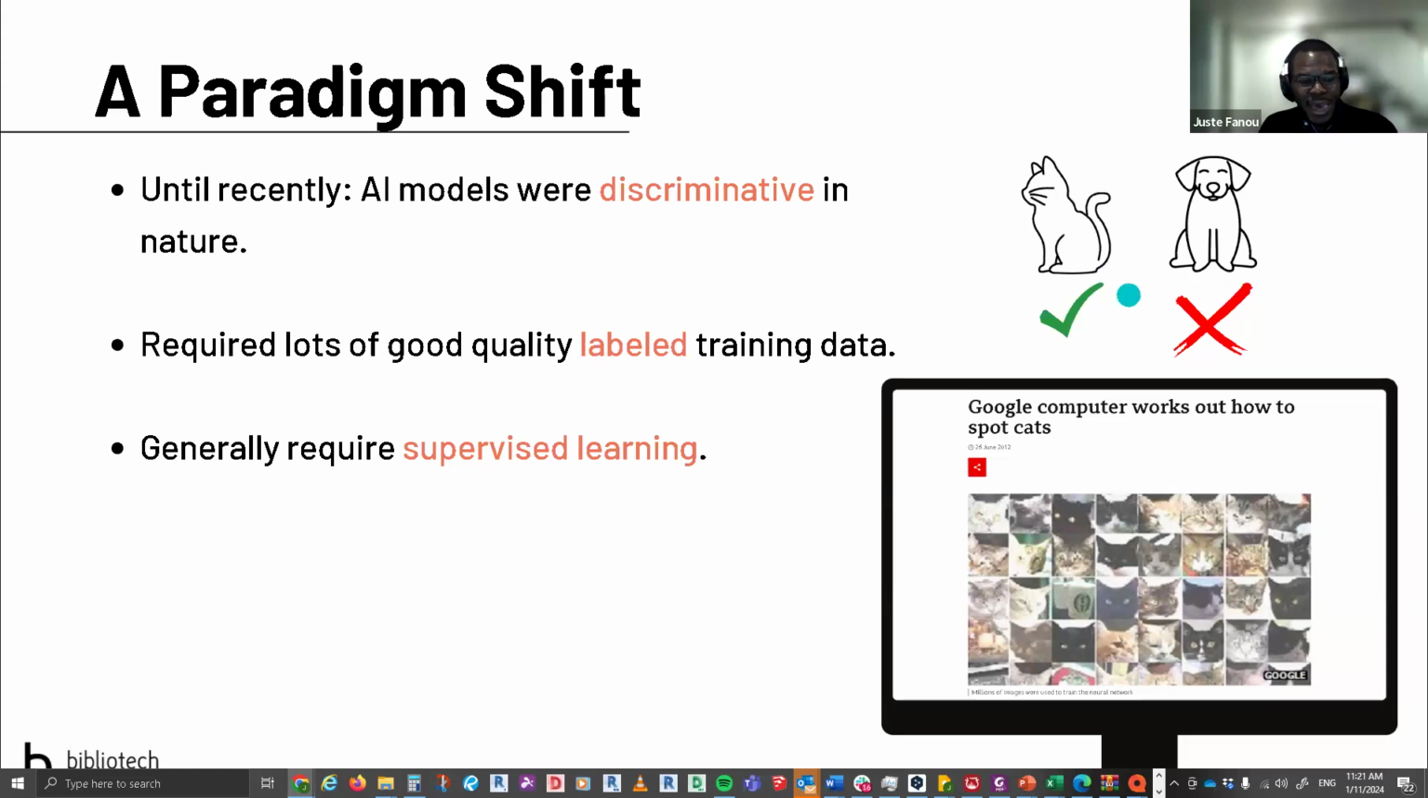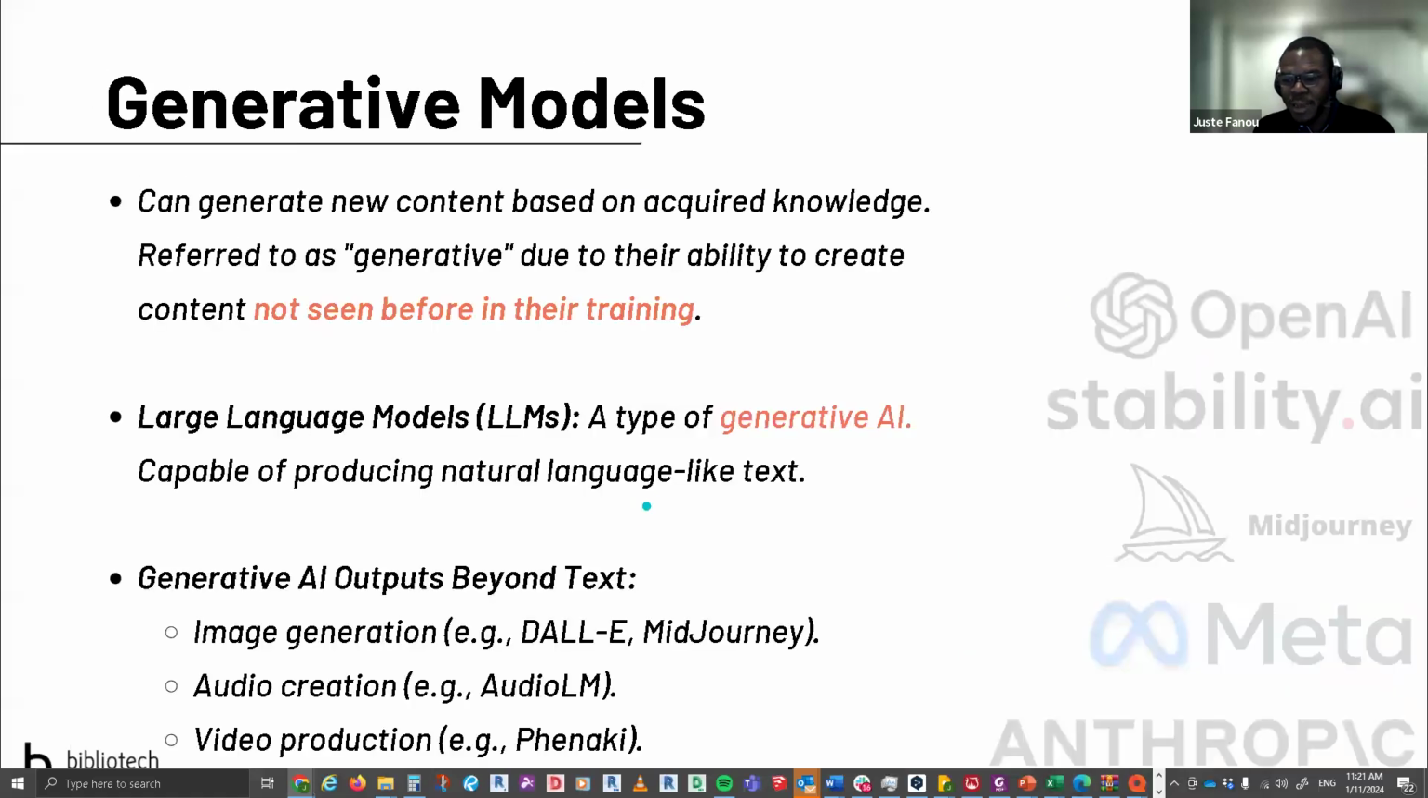And in order to do that, you have to feed the model a lot of good quality labeled training data, i.e., this is what a cat looks like. Here are 1,000 cats. Learn what a cat looks like, and then tell me that it's a cat and not a dog, basically. You also have to provide supervised learning because sometimes the model would make mistakes. You have to correct the mistakes and then feed that information back into the model. So that was essentially what AI could do for a very, very long time.